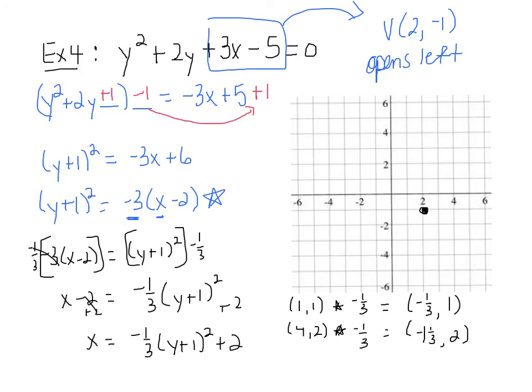And remember, we're counting from this point. So we would go negative 1/3, which is just a little bit to the left, and up 1. So it'd be approximately right here. And remember, you're going to have a symmetrical point on the other side. And then the other one would be negative 1 1/3 up 2. And again, a symmetrical point over here. So you can see that our parabola is going to look something like this.